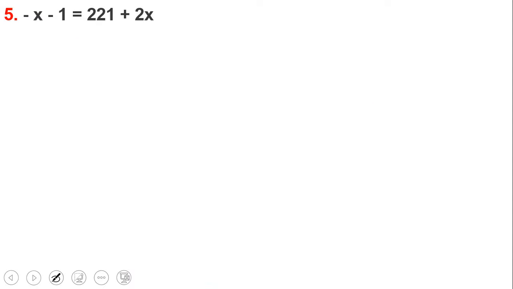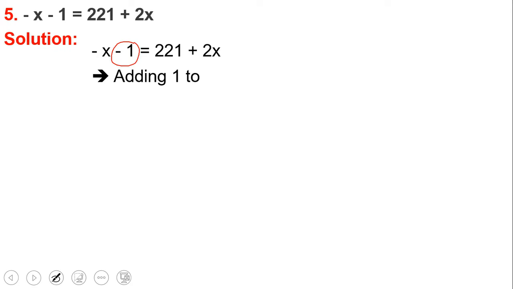Then fifth example, this is a general example: minus x minus 1 equals 221 plus 2x. Okay, so let us solve this. Minus x minus 1 equals 221 plus 2x. So we have to find the value of x. You have to keep in your mind what you have to do. Find x. So we have to remove this minus 1, means you have to add 1 to both sides.